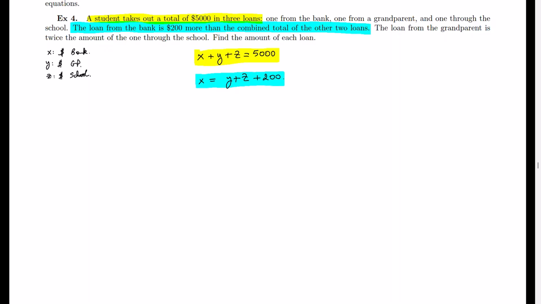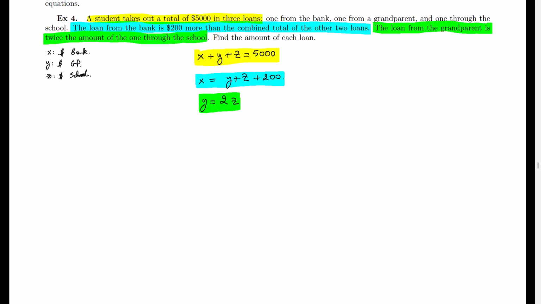Then finally, we are told that the loan from the grandparents, remember this is what we're calling Y, is twice the amount of the loan through the school. The loan through the school was called Z, and twice as much just means multiply it by 2. So the value that he got or she got from the parent is twice the value that they got from the school. So that's the translation of the third sentence of this problem.